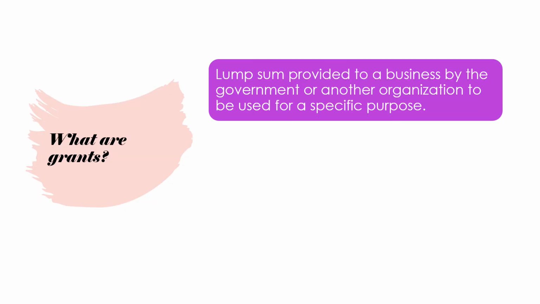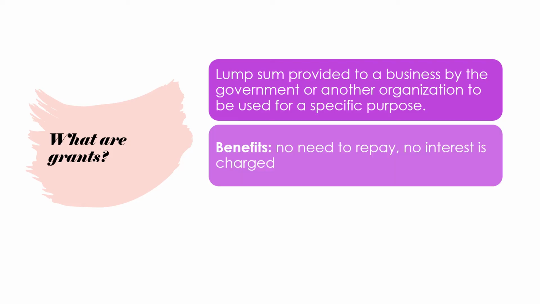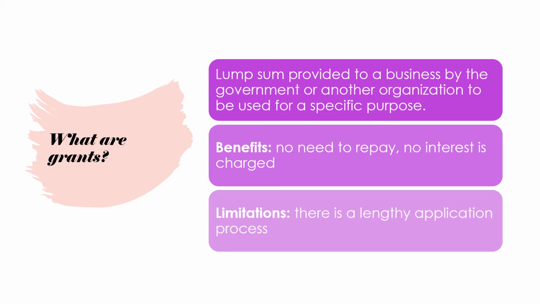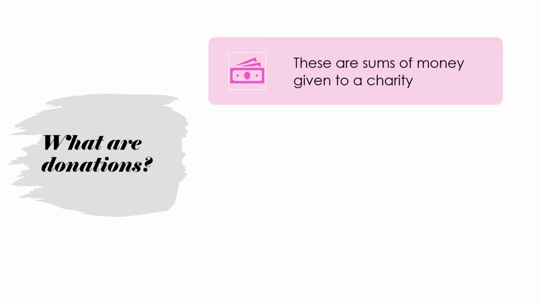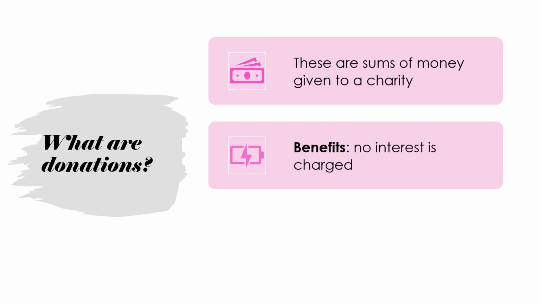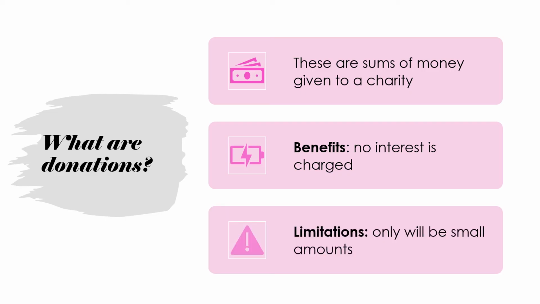What are grants? That is a lump sum that's provided to a business by the government or another organization to be used for a specific purpose. The benefits are there's no need to repay and there is no interest charged. However, there is a lengthy application process for a grant. What are donations? These are sums of money that are given to a charity. Benefits, there is no interest charged. However, the limitations is that there will only be small amounts available.